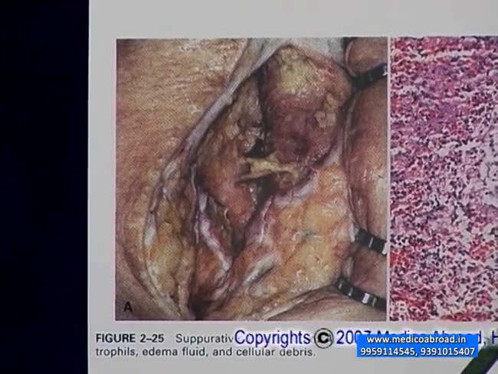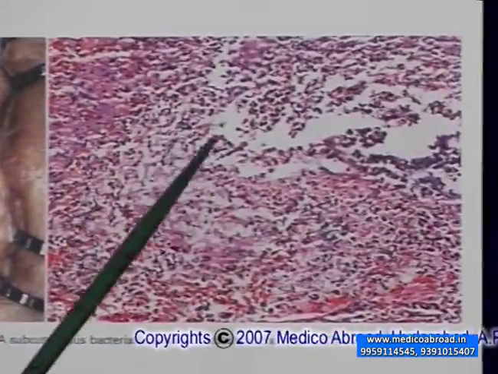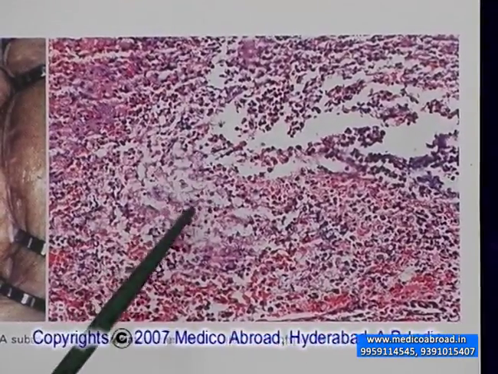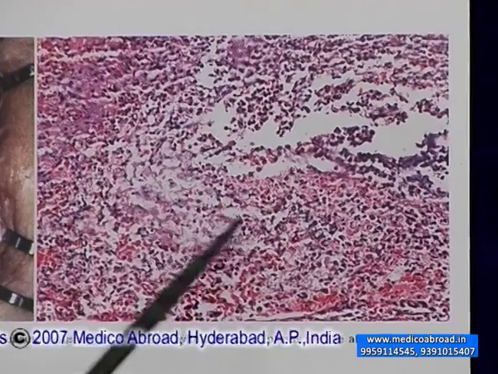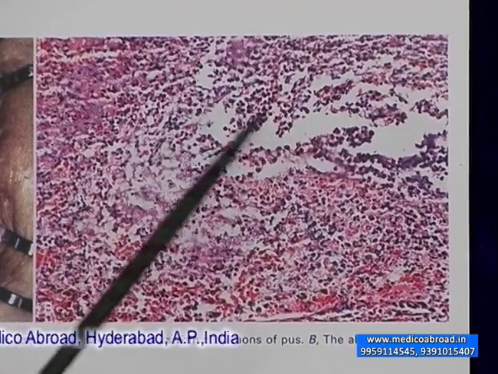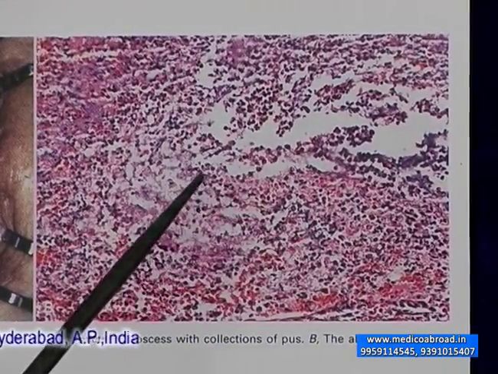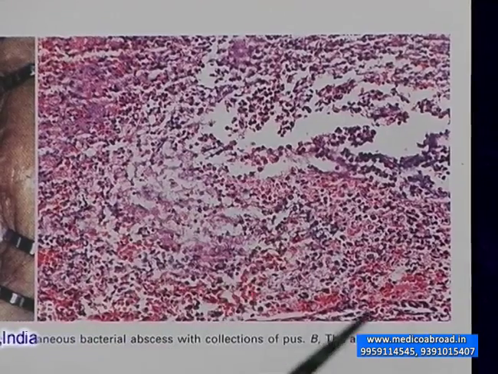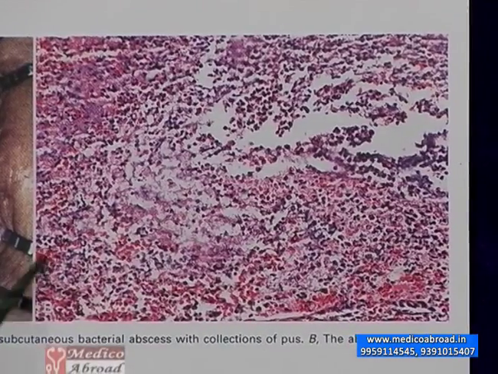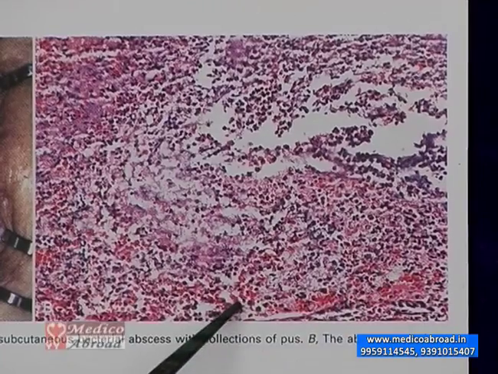If you take a look at the histopathology, this is also an H&E stained slide where you see a lot of tissue edema, cell debris and neutrophils, along with the RBCs which are sequestered here.